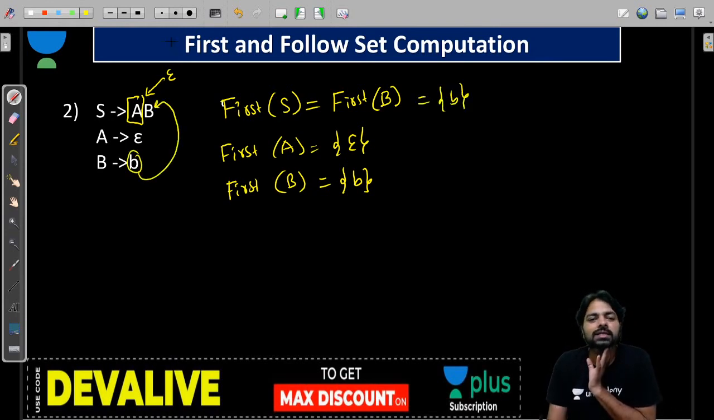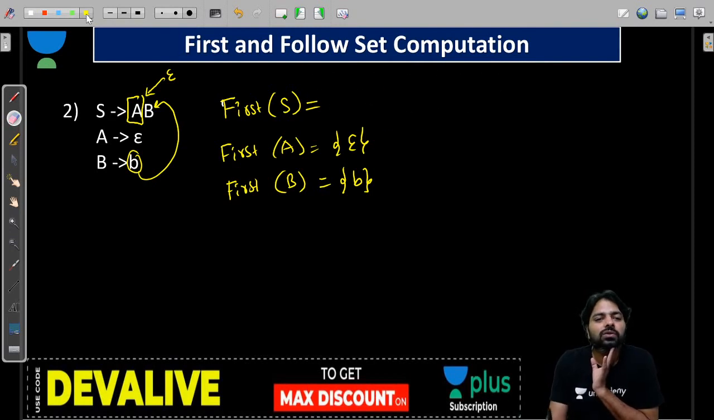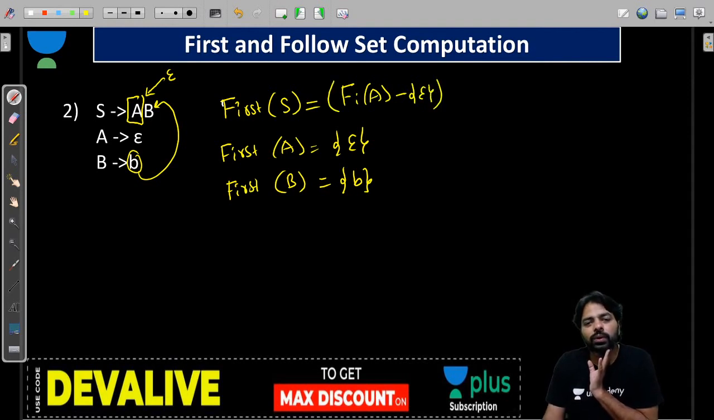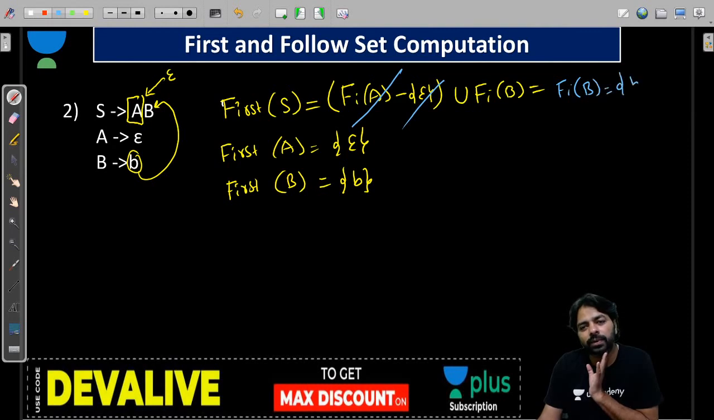But how did you get this? First of B did not come just like that, we did something else. First of capital A minus epsilon union first of B. So these two are the same, so it cancels, and first of B came, which is equal to small b. Clear this point? Yeah.